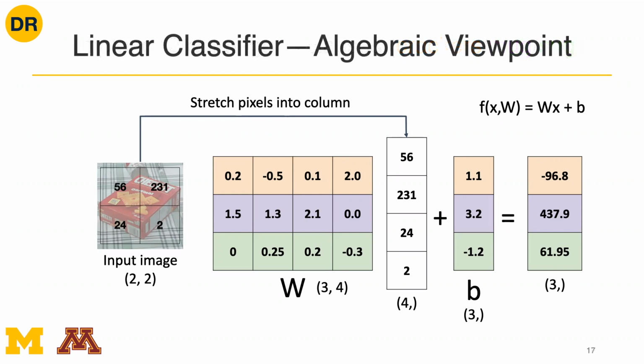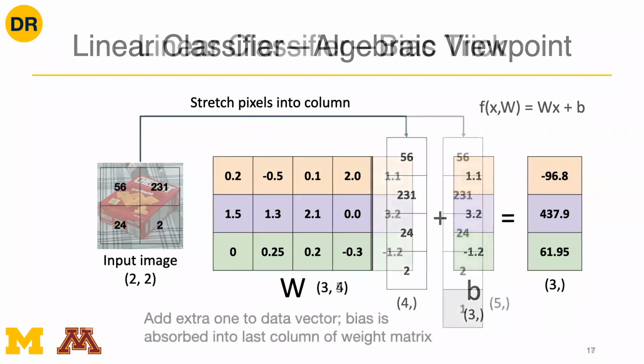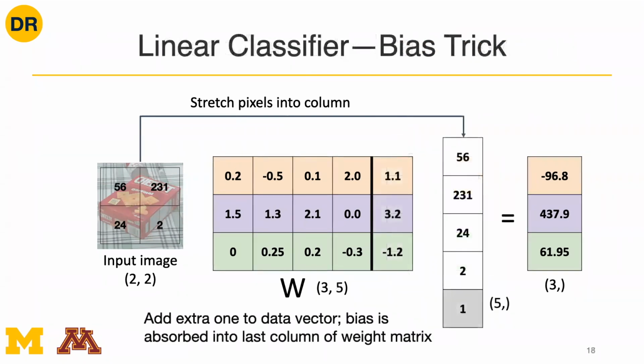So we saw this from an algebraic viewpoint, right? Your multiplication of a matrix with a vector and an addition operation. You can also do a bias trick to avoid the addition operation. You can add one element to your input vector, and you can include the bias term in your matrix. This way, you don't actually have to do the addition separately. So this saves some computation if you're looking at large weight parameters.